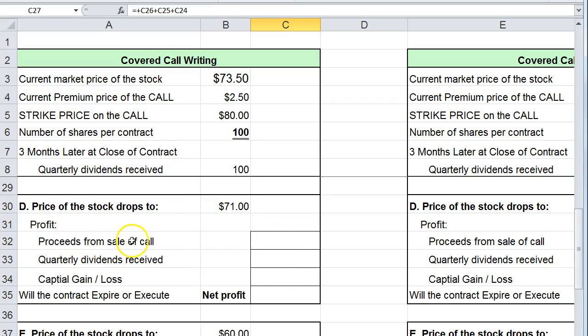So my proceeds from the sale of the call, that is the premium times 100 shares. That's the proceeds from the sale of the call. Quarterly dividends received, that's my dividends received. So the capital gain or loss. Now, in this case, I purchased it at 73 and it fell to 71. So again, I would say 71 minus my purchase price times 100.